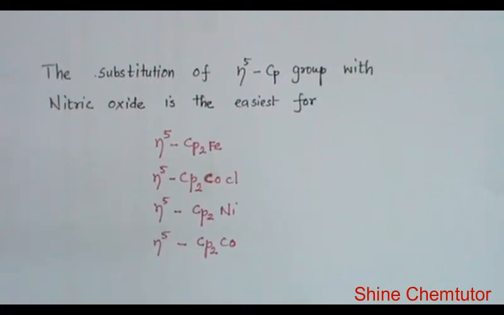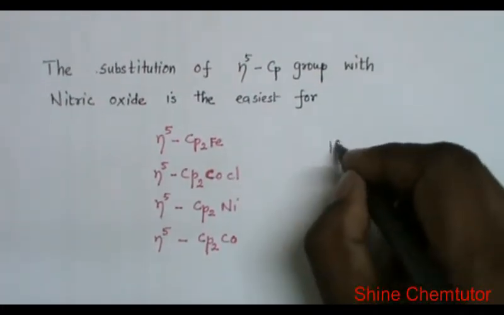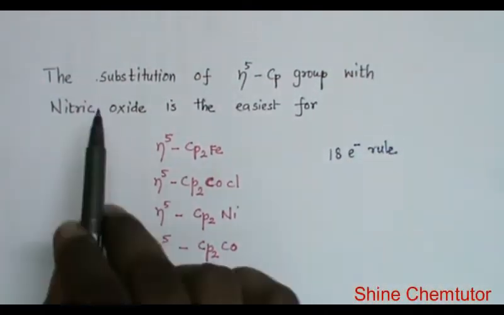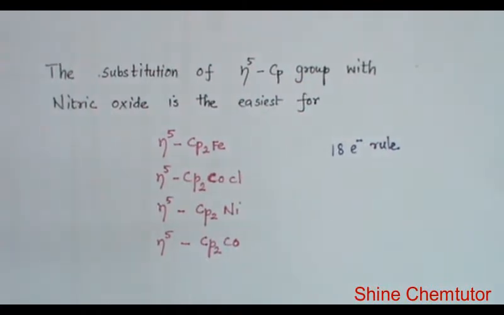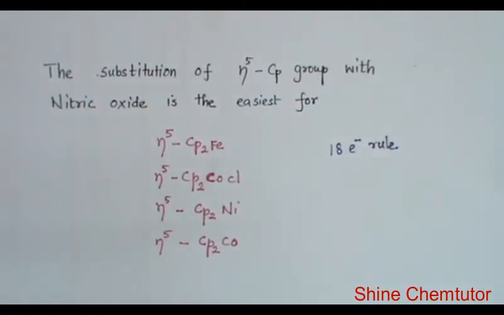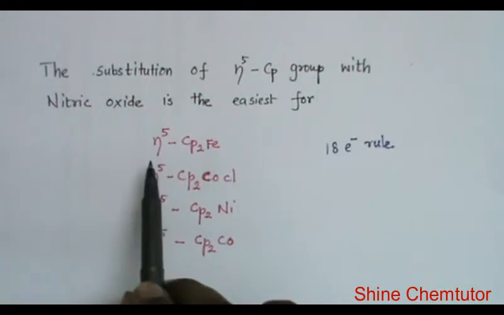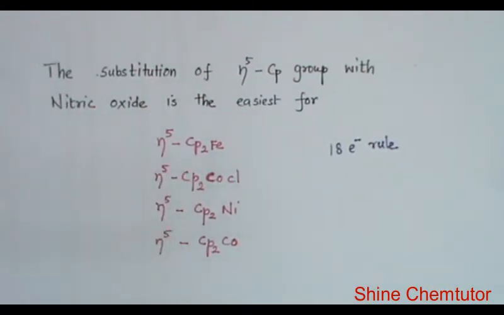In this video, I am going to solve a problem on the 18 electron rule. The question is: the substitution of the eta 5 Cp group with nitric oxide is the easiest for which complex? They are given 4 complexes: iron-based, cobalt, nickel, and cobalt-based complexes. In all 4 options you can find the eta 5 Cp ligand. Which one can be easily replaced with nitric oxide?